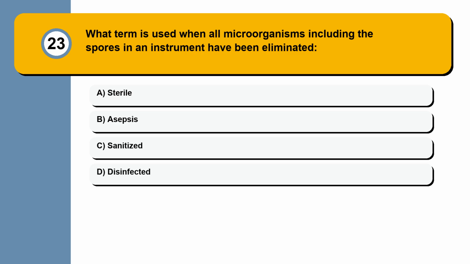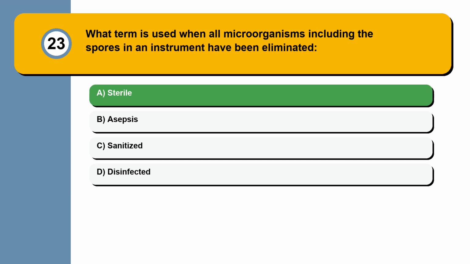Question 23. What term is used when all microorganisms including the spores in an instrument have been eliminated? Here are your options. Option A. Sterile. Option B. Asepsis. Option C. Sanitized. Option D. Disinfected. The correct answer is option A.